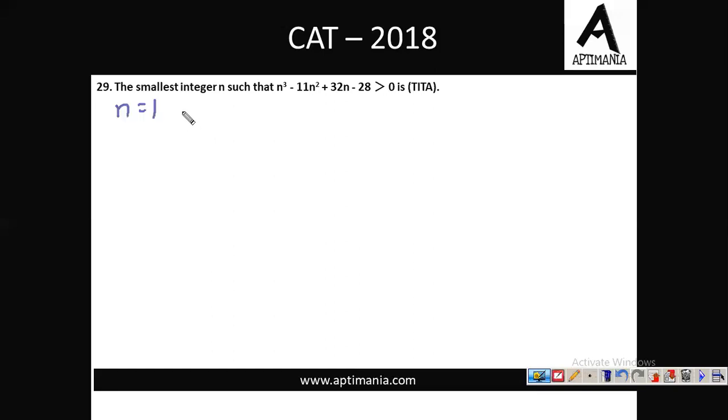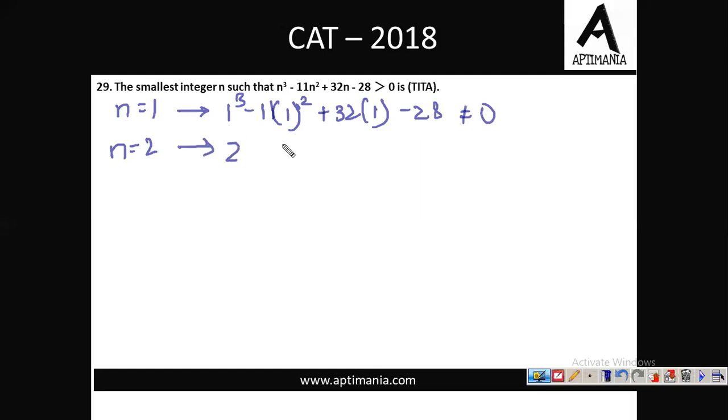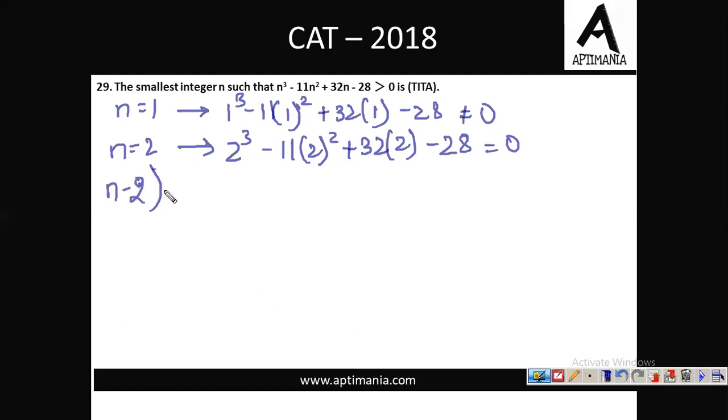Let's assume n equals 1. At n equals 1, this will be 1 cube minus 11 into 1 square plus 32 into 1 minus 28, which is not equal to 0. So n equals 1 is not a solution to this cubic inequality. Let's go for n equals 2. This will be 2 cube minus 11 into 2 square plus 32 into 2 minus 28, which is equal to 0. That means n minus 2 should be a root of this cubic inequality. So I'll divide this by n minus 2.